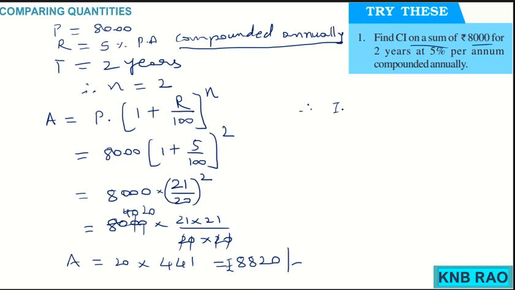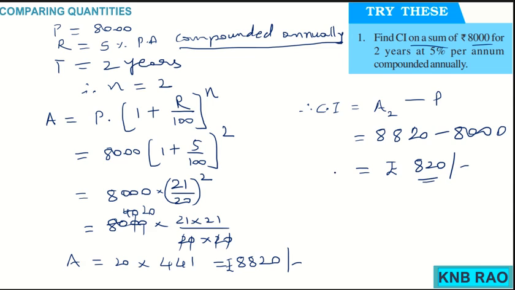Therefore compound interest is the amount by the end of 2 years minus principal, that is 8,820 minus 8,000, which gives you 880 rupees as the compound interest. So this is how we calculate.